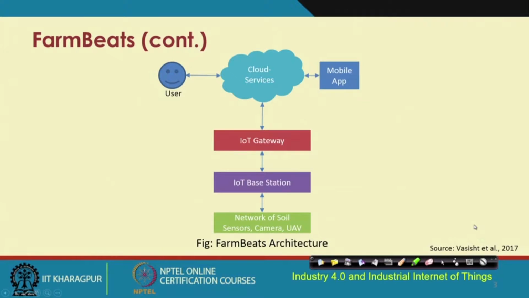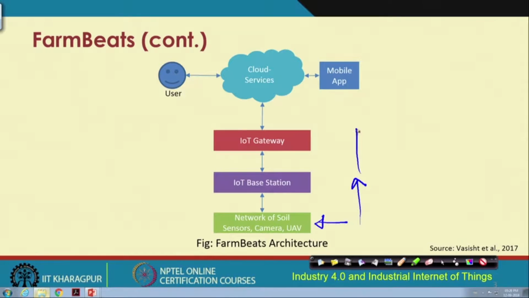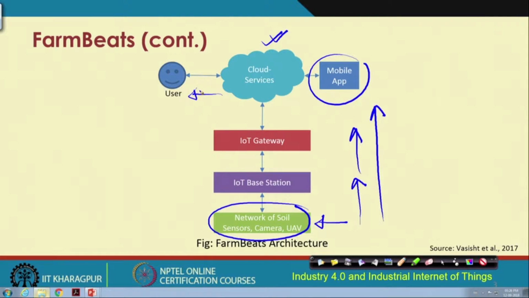So, this is the FarmBits architecture that they talked about, Vasisht et al. Here, as you can see at the very bottom, we have the different sensors such as soil sensors, cameras, UAVs, and you could talk about different other sensors. As we go higher up, we have the base station, the gateway and so on. All of the data that are collected from these different end devices will go through this network hierarchy and come to the cloud, and at the cloud these different analytics will be performed, and through different apps or websites and so on, these data are made available to the users.